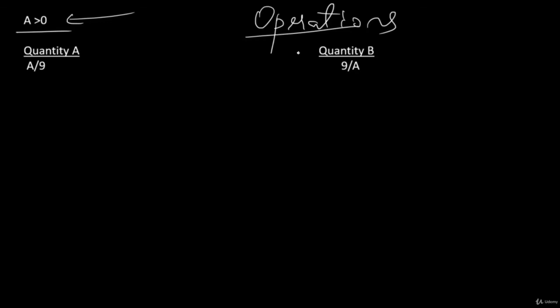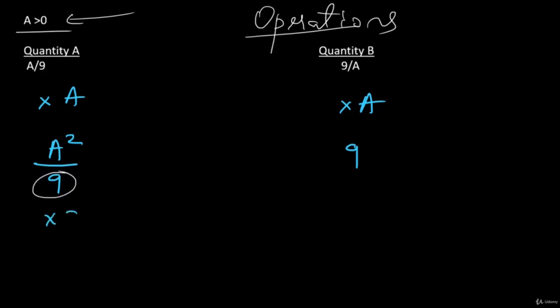Alright, so if I multiply both the quantities with A, my quantity A becomes A square by 9 and quantity B is equal to 9. Alright, now let me multiply both these quantities by 9 so that I can get rid of this denominator over here. Alright, so if I do that, quantity A is equal to A square and quantity B is equal to 81. Alright, now we need to compare these two quantities.